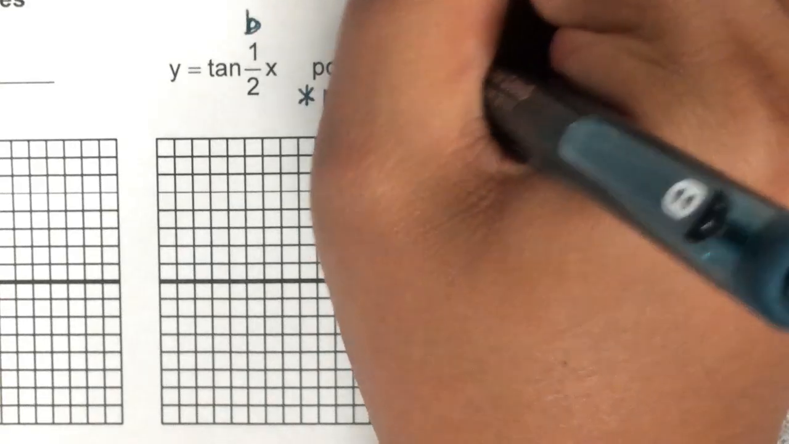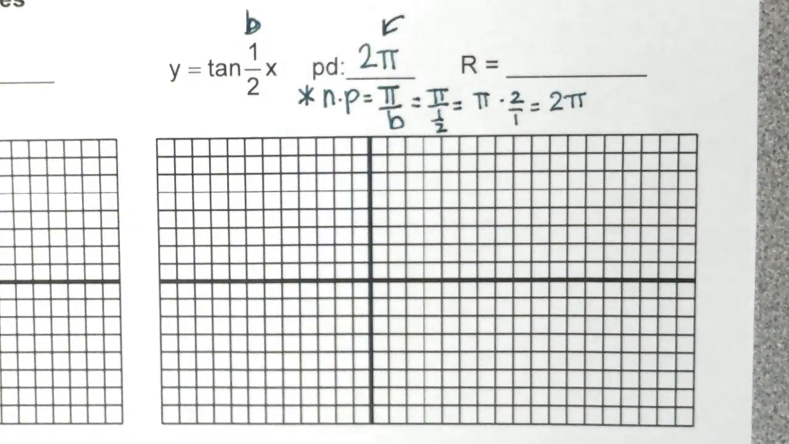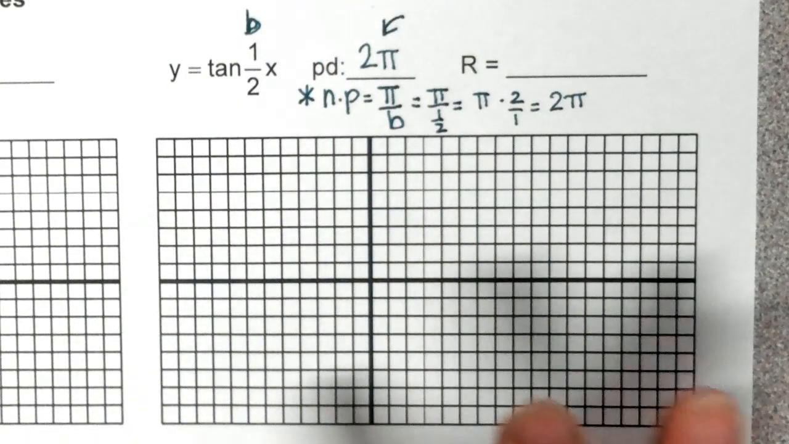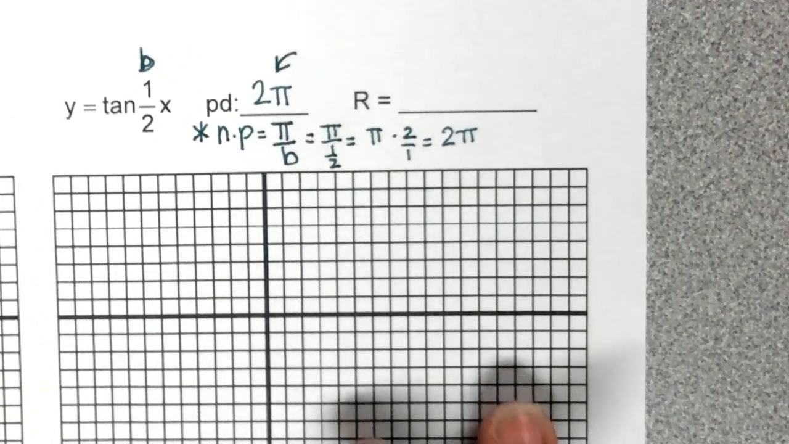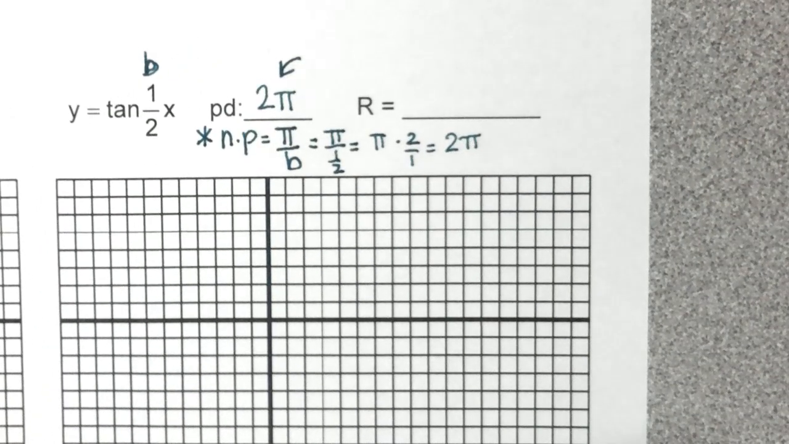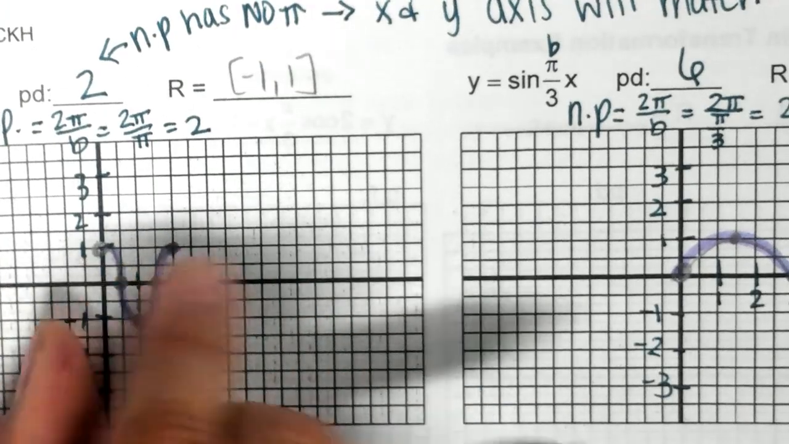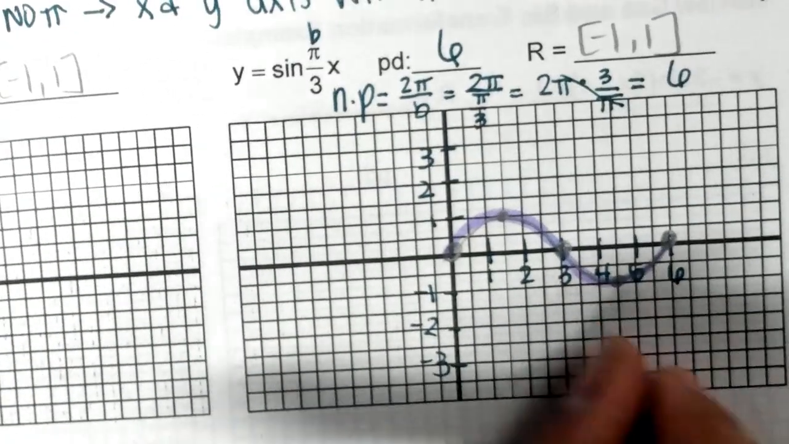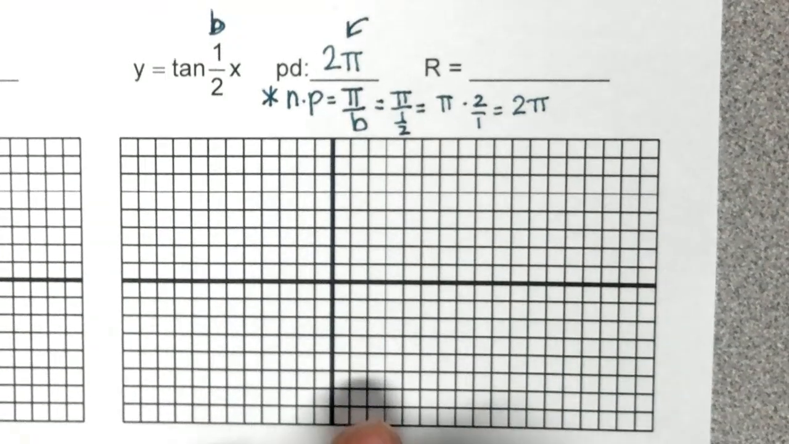Now tangent is special because it goes in the negatives. The horizontal stretches are also different. Whenever we had a horizontal stretch, let me see if I can go back to that page, for sine or cosine, don't you agree we just squished it? We kept our y-intercept and we squished it. Or we kept our y-intercept and we expanded. That's not going to happen with tangent.